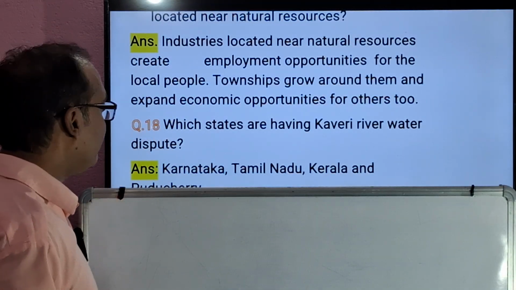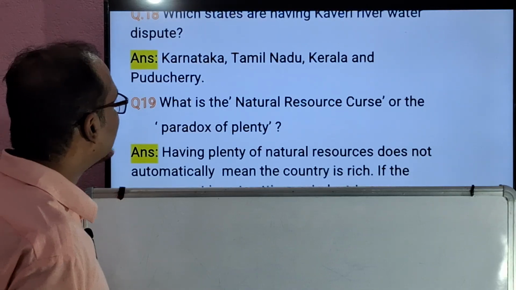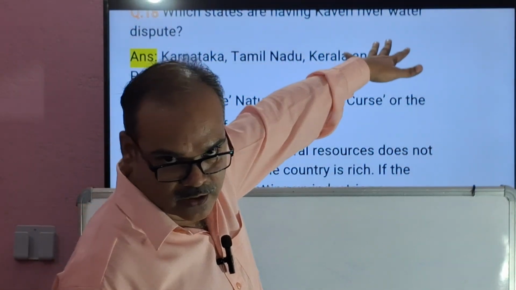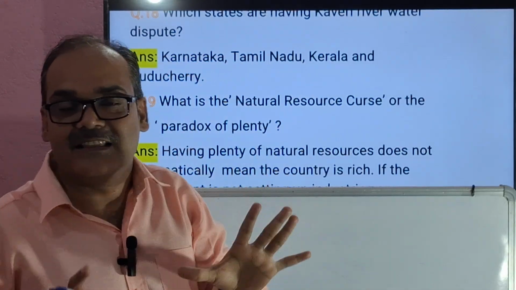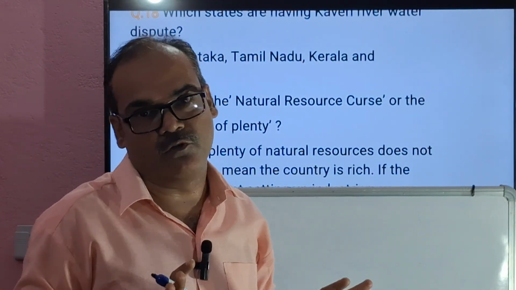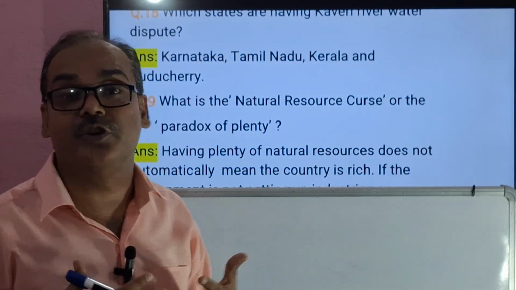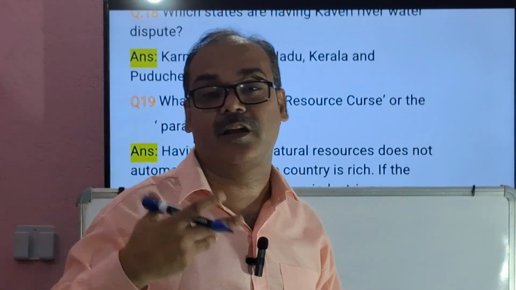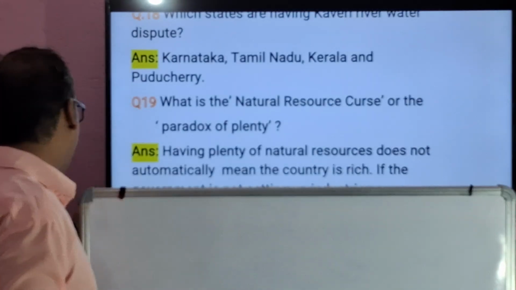Which states are having a river water dispute? The answer is Karnataka, Tamil Nadu, Puducherry, and Kerala. These four states have a water dispute on the Kaveri River water, right? That what should be the distribution of water, which state will get more water, and what about others? All these things.